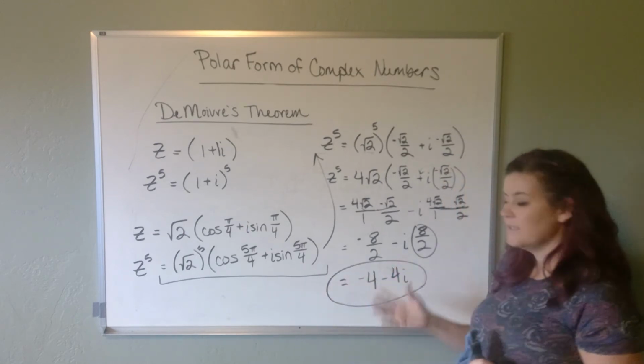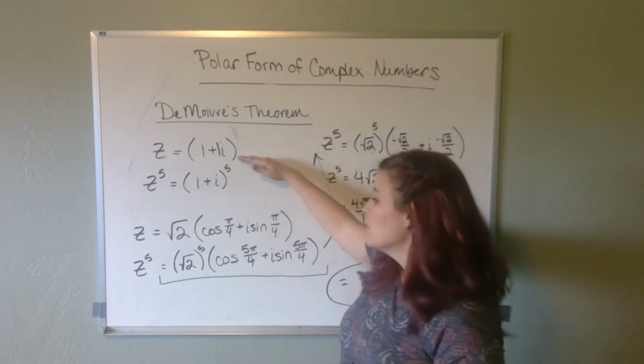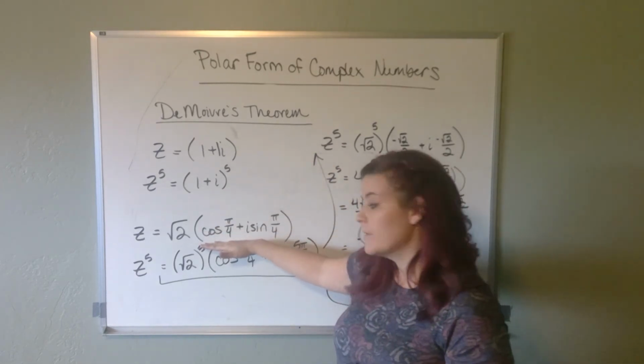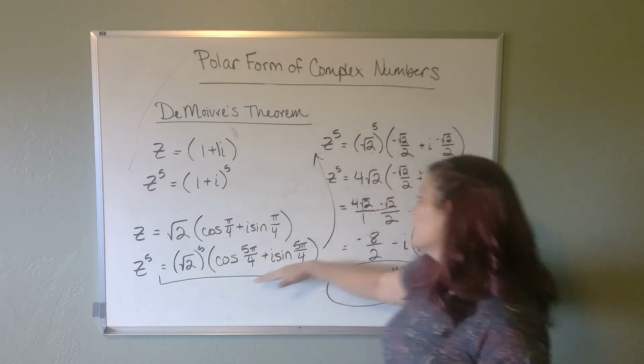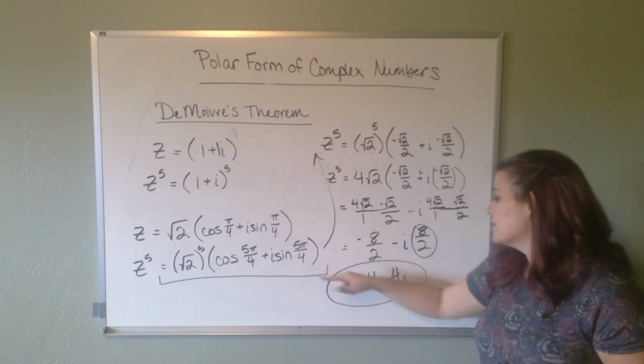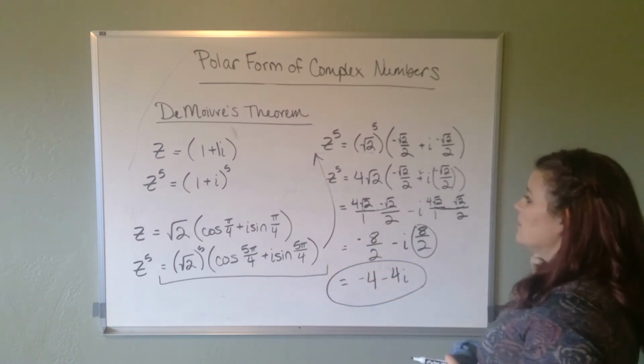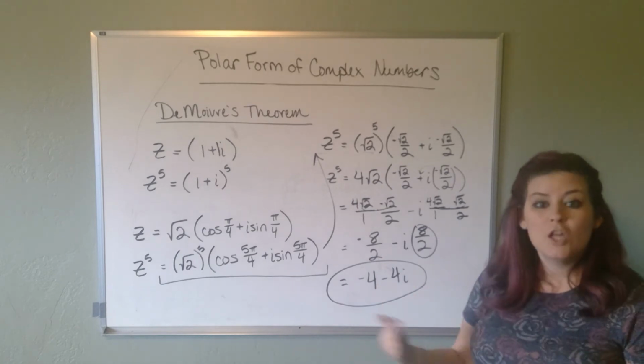So, yes, it's a lot of work because here's where we started. We had to convert it to polar form, then take it to the 5th power, then actually work out this problem here to get it back to rectangular form. So, nothing you can't do, just kind of a long problem there.